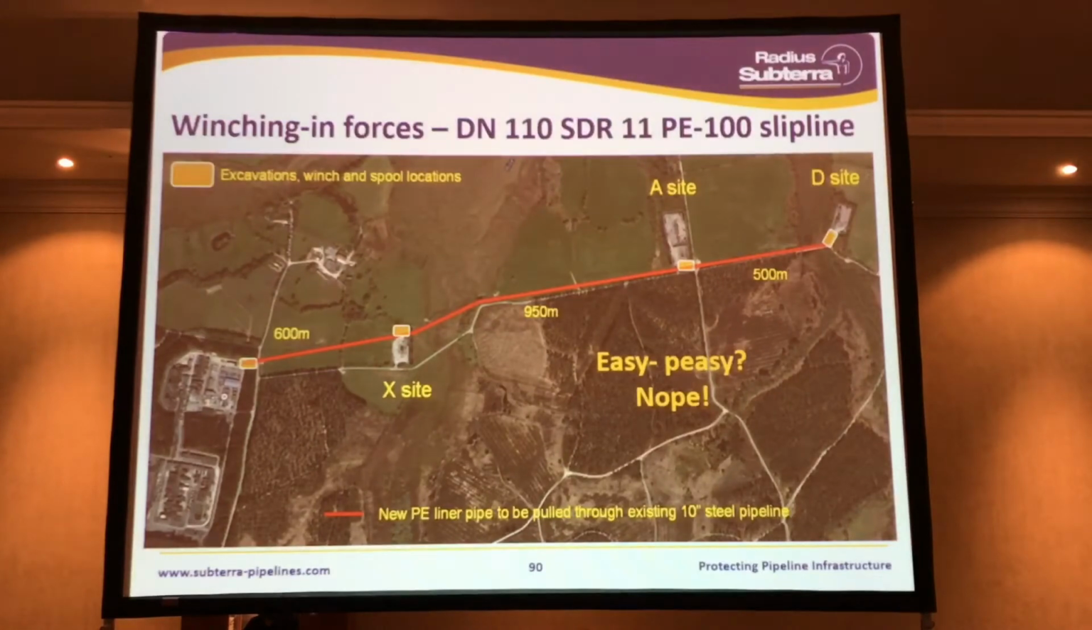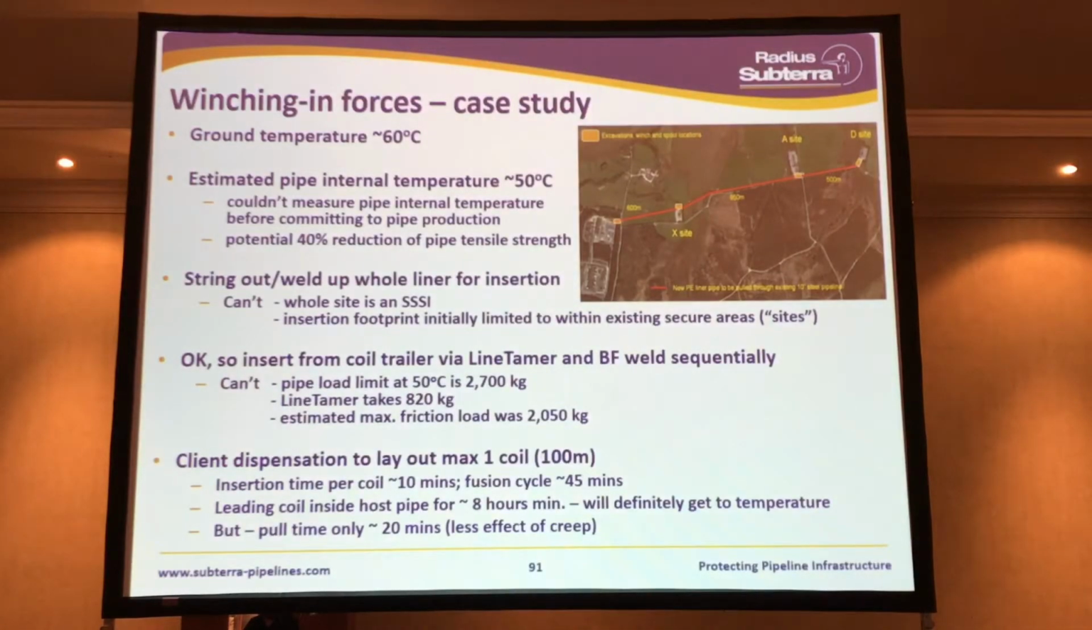Well, not really. What you can't see, unless you've got infrared vision, is that that pipeline is one of 4 carrying crude oil, which has raised the ground temperature to 60 degrees centigrade. And the client told us that the inside temperature of the pipeline was at least 50 degrees, a maximum of 50 degrees centigrade. But he wasn't going to allow us to look inside the pipeline until we actually turned up on the day ready to do the lining job with our liner pipe. And that 50 degrees centigrade meant that the strength of the polyethylene was going to be about 40% lower.